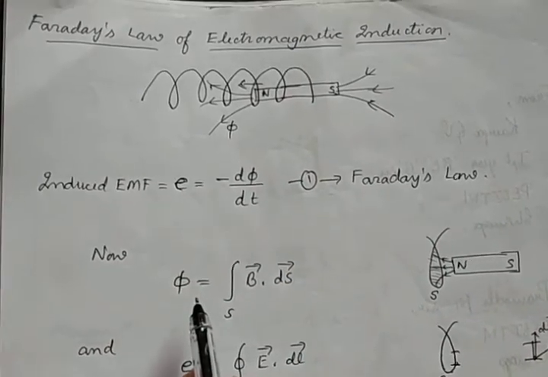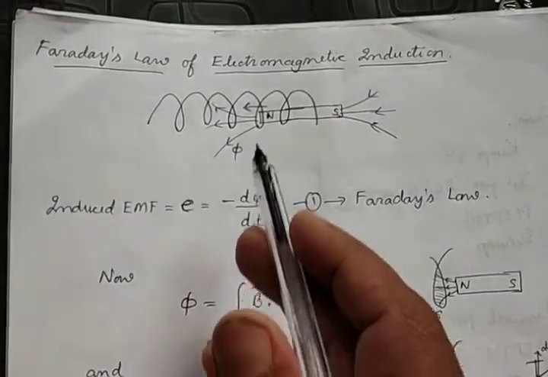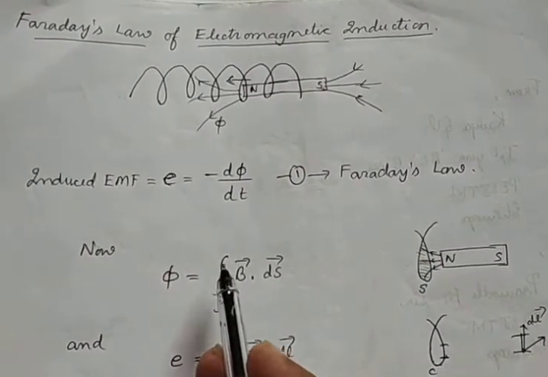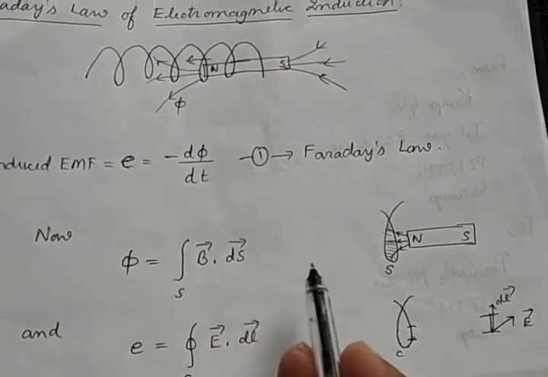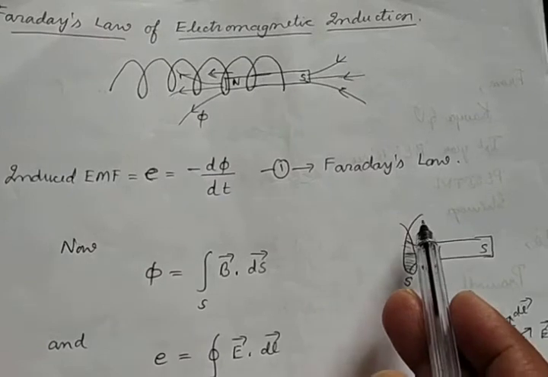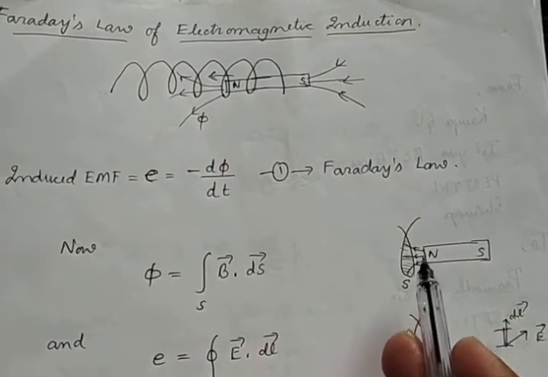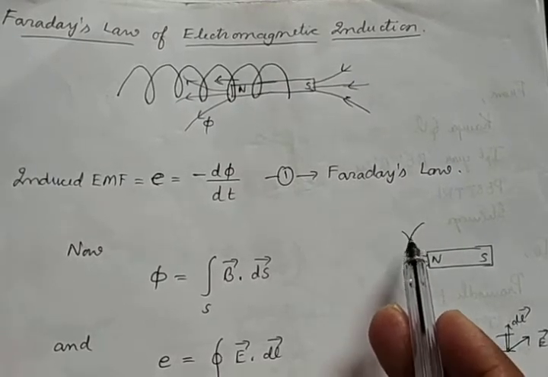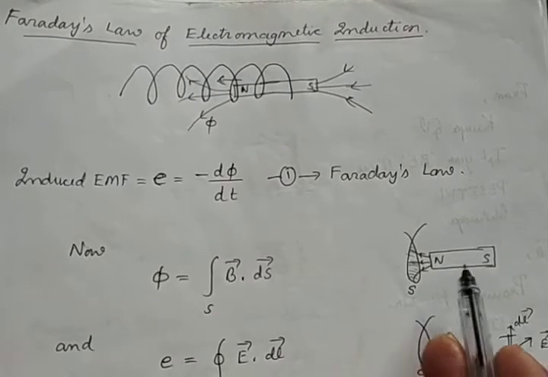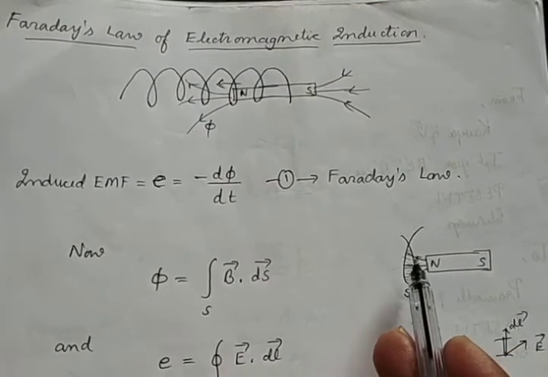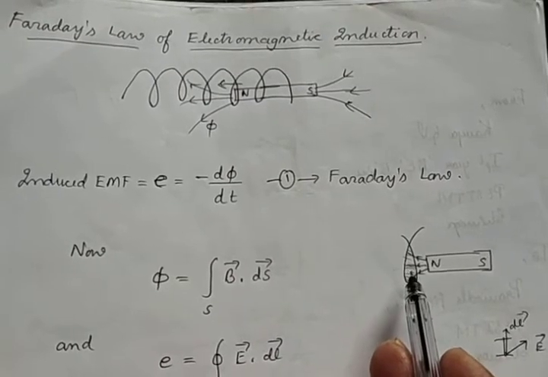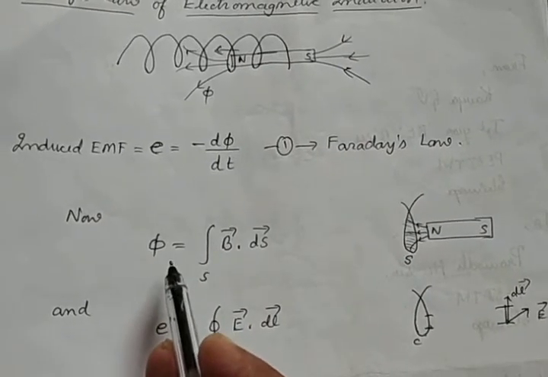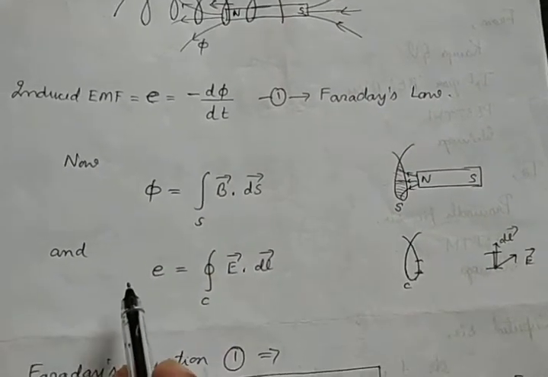Now the flux linked to the coil can be written in terms of the magnetic flux density vector B bar as phi equal to the surface integral of B bar dot ds bar. That means I have considered one coil here, one loop of the coil, and there is a surface area related to this one loop of the coil, and a magnet is trying to enter into this. Then the flux linked to the coil through this surface is given by the surface integral of B bar dot ds bar. So this is how we can write phi.